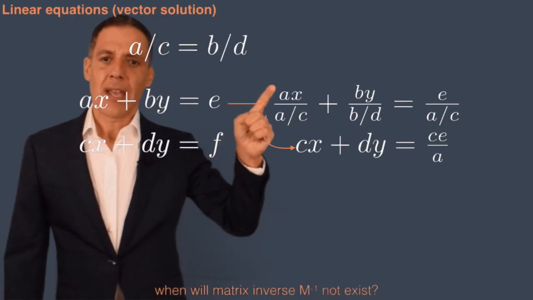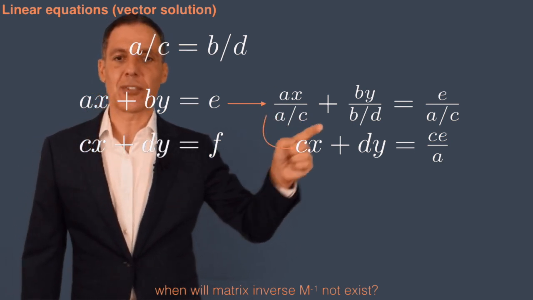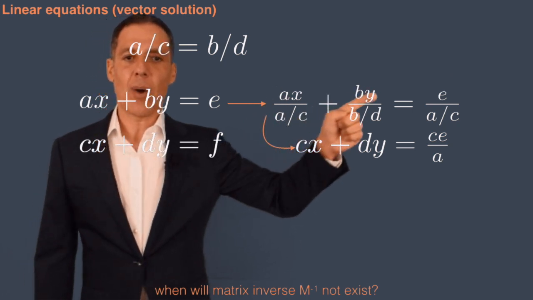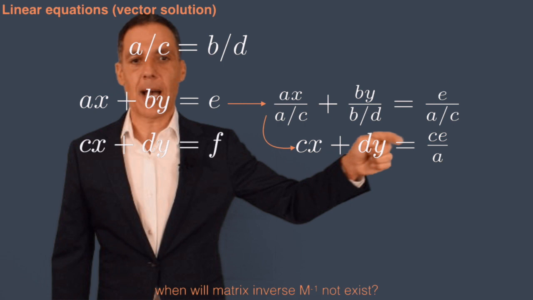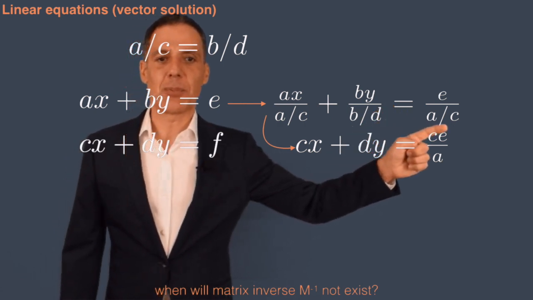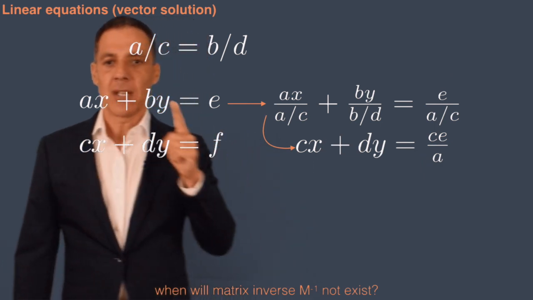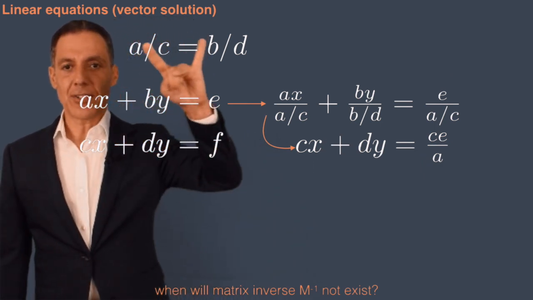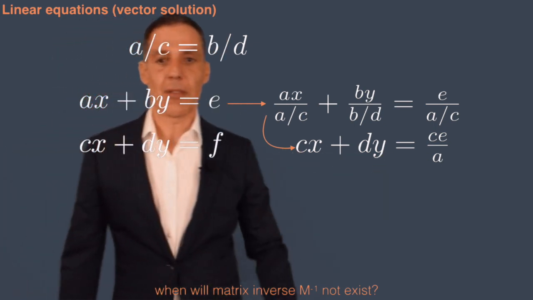All right, so what happens when I do that? Well, let's see. Ax over a divided by c. So the a's cancel, and this is the reciprocal of c, so it comes up top. By over b over d, the b's cancel, this is the reciprocal, the d comes up top. And what do I have here? Well, let me just bring the c up top. So I have c times e divided by a. So this equation, when this constraint holds, which is when the matrix is not invertible, reduces to this.